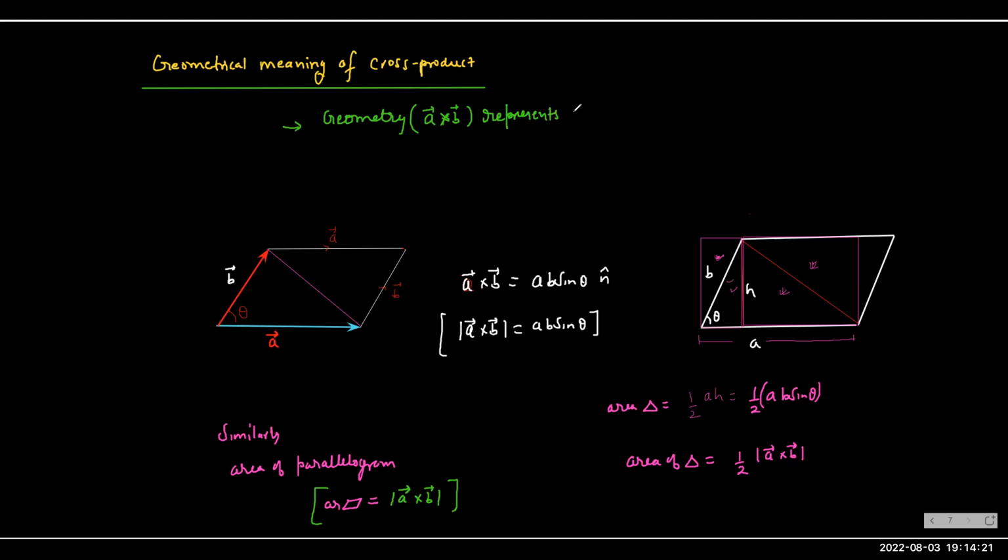So geometrically, A cross B represents the area of a parallelogram with A and B as its two adjacent sides. So it is the magnitude of area. If you want to write in vector form, you can simply say area vector.